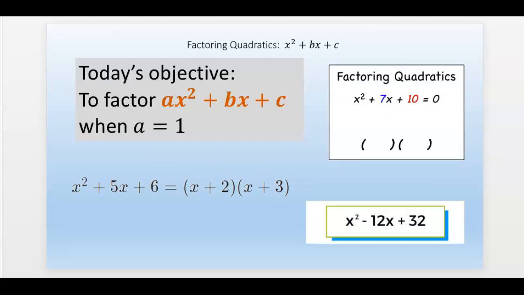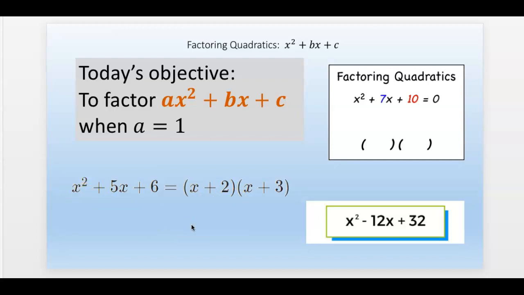Today's objective, we're going to factor a quadratic when a equals 1. The a that's in front of the x squared equals 1. So it always starts like this, x squared. There's never a number in front of the x squared.